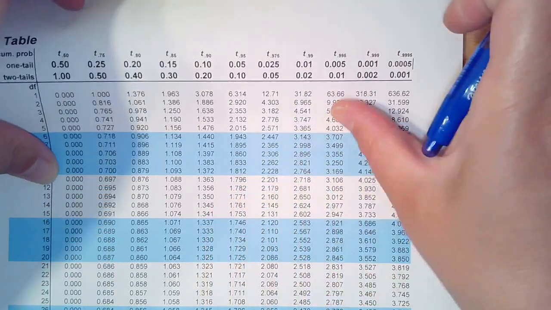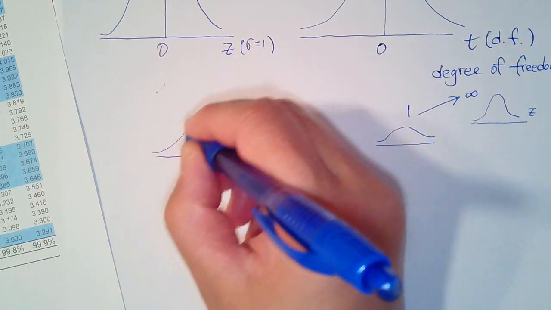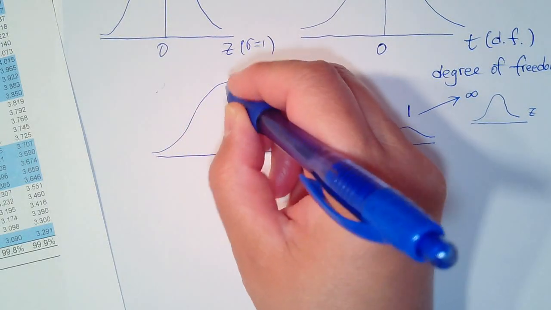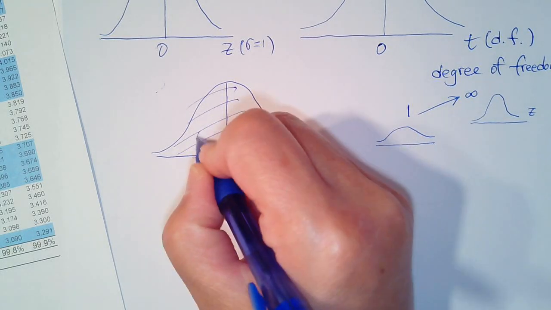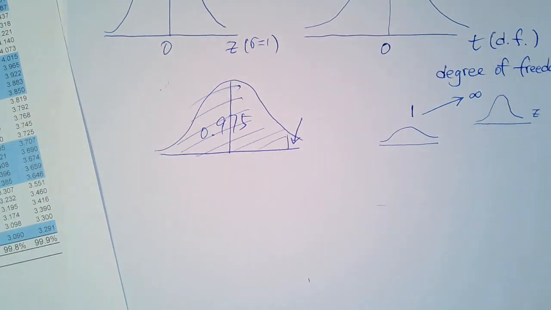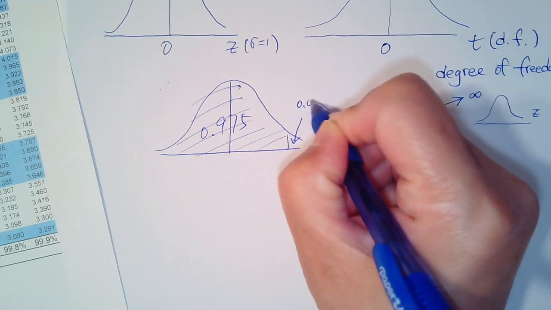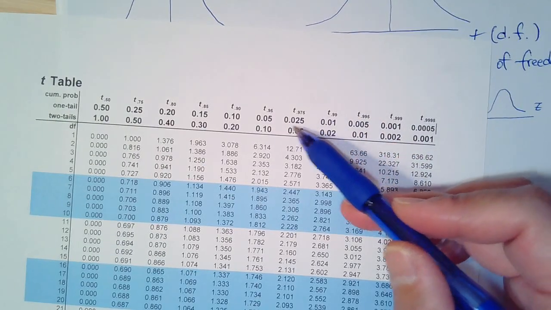What does that mean? That means for the t distribution, they give you this 0.975, and what is this little tail? It should be 0.025. That's one tail, which means 0.025.